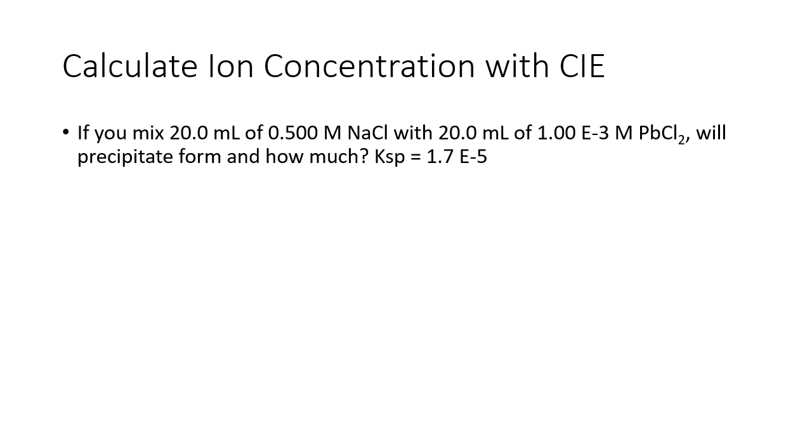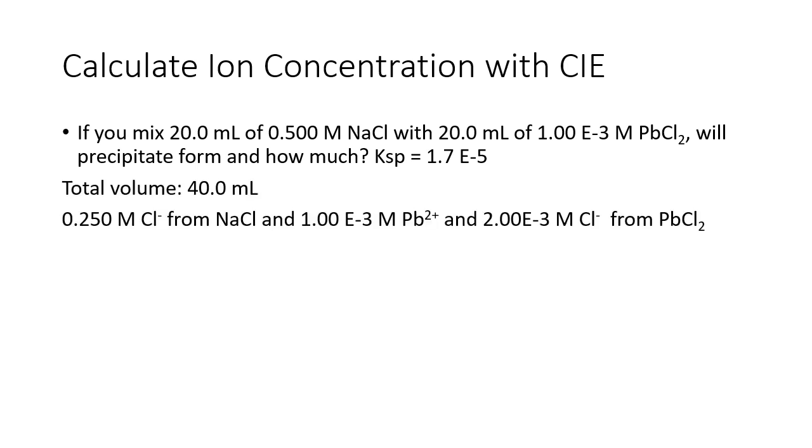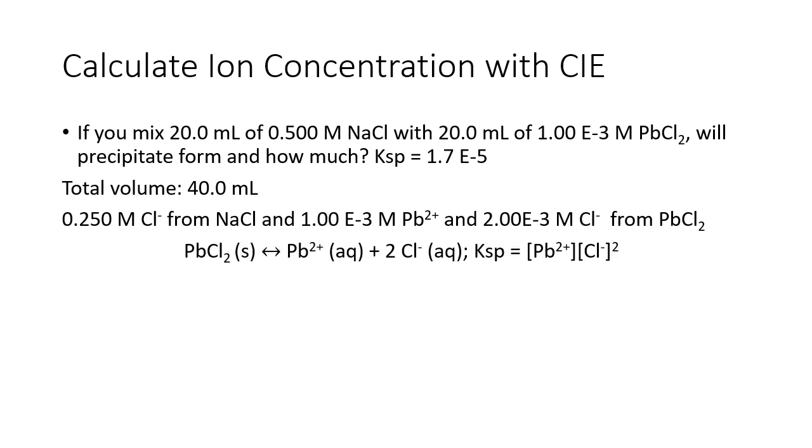We're mixing 2 things, so we're going to have a new volume and new molarities. We deal with that, and it's the same basic business as what we did before, so I'm not going to be explicit about it because I know you can do it. It's not that bad. Now, when we look at this, we have 2 times 10 to the negative third molar chlorine from lead chloride, and we have 0.250 molar chlorine from sodium chloride. So we're going to add those 2 together to get 0.252 molar chlorine at the start.